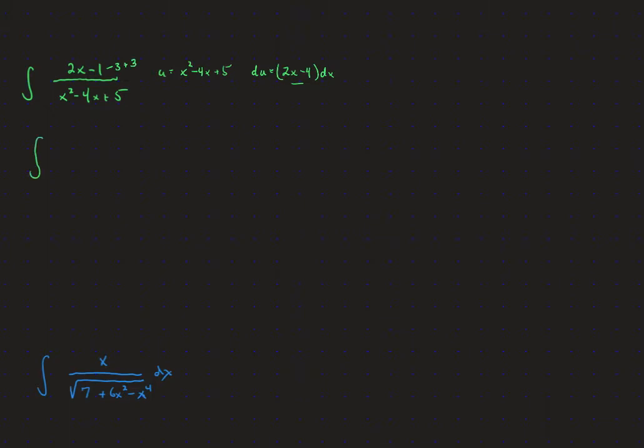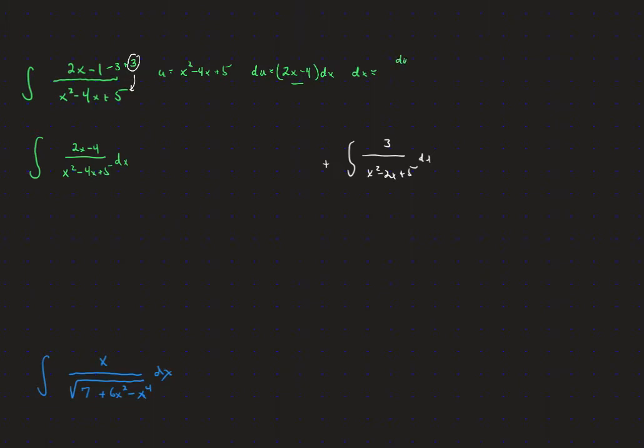So now what we're going to get is the 2x minus 4, that would be a perfect match for our u substitution. And then we're going to get this other integral, so we're going to get a plus, I'm going to move it over here, a plus the integral of 3 over x squared minus 2x plus 5. Now, the one in the green, we're well on our way. We've got exactly the substitution we want.